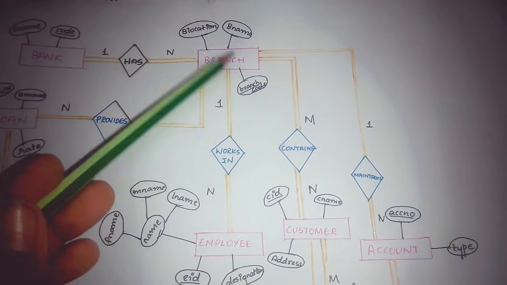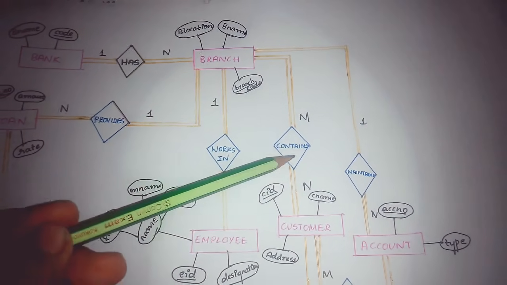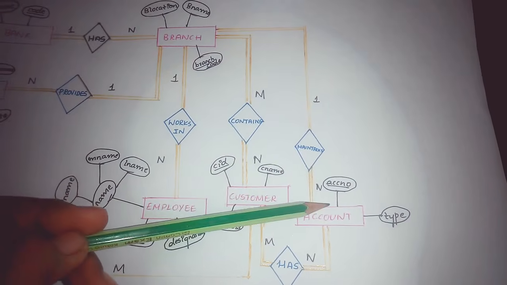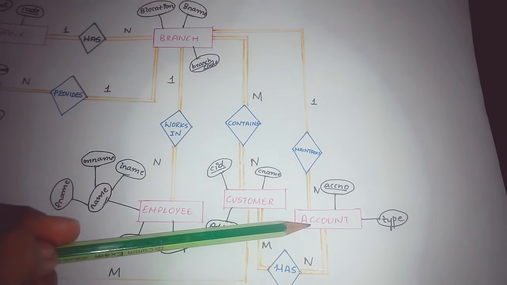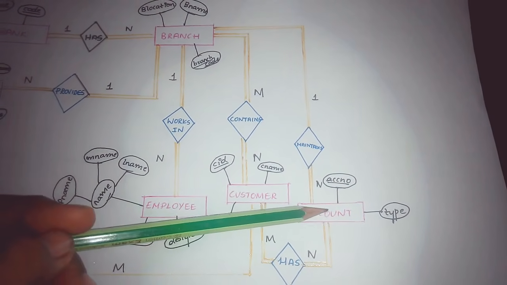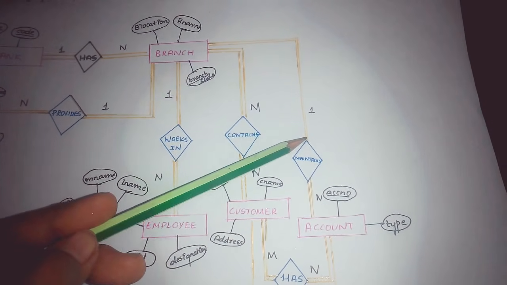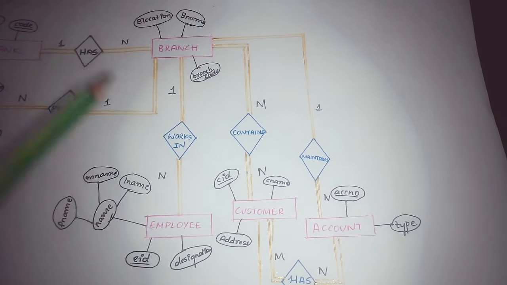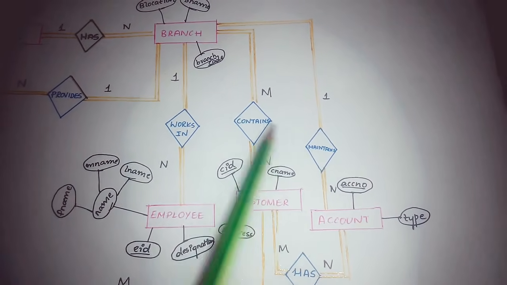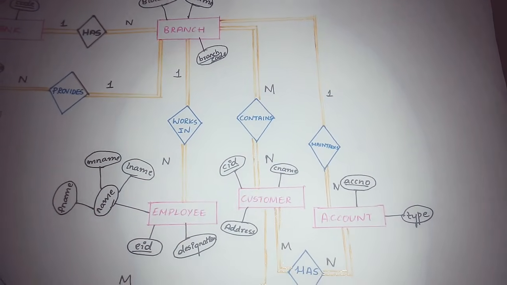Now participation. A branch will contain a customer and a customer will belong to a branch. So the participation is total for both the entities in the relationship contains. Now coming to the relationship between branch and account. So account has account number as the primary key and type as an attribute. So now a branch maintains account. So a branch participates totally in the maintains relationship and the account also participates totally in the maintains relationship. So a branch can contain n number of accounts and the account belongs to only one branch.